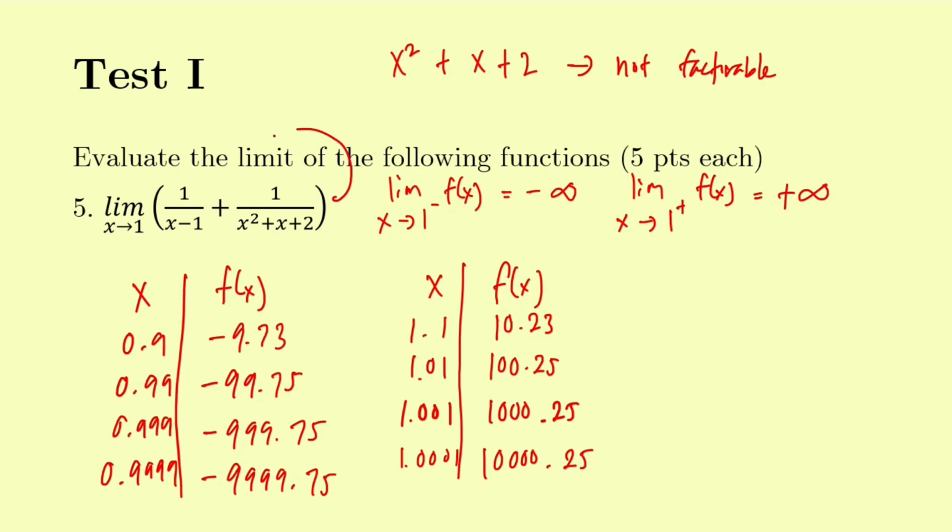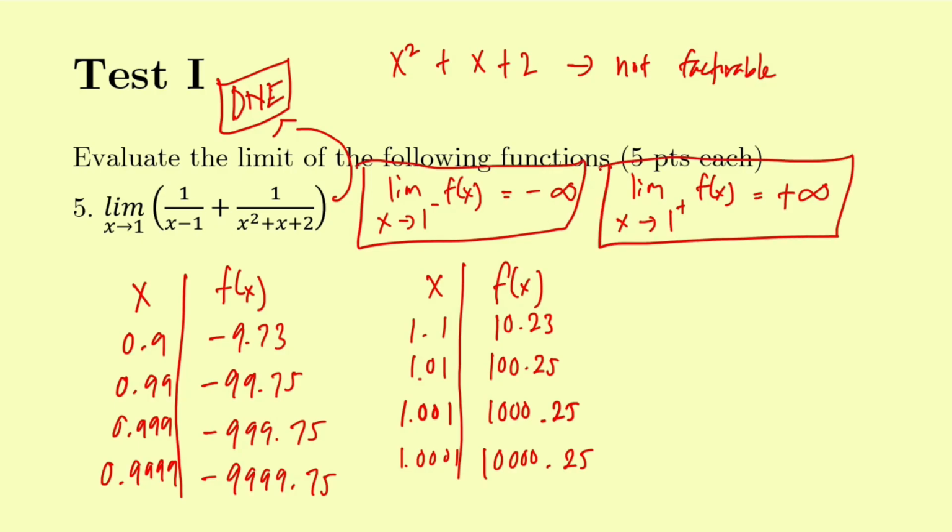Therefore, the limit of this actual function, the entire function, does not exist because the limits from the left side and from the right side are not the same. They're not approaching the same value. They are approaching opposite values. In fact, one goes to negative infinity, the other goes to positive infinity. So the answer here: the limit does not exist, or DNE for short.